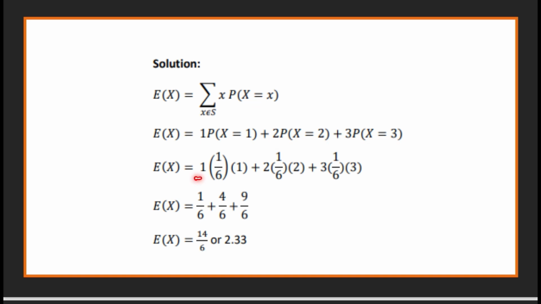That is now equal to 1 times 1 over 6 times 1. You substitute 1 in the variable x. Plus 2 times 1 over 6 times 2, plus 3 times 1 over 6 times 3. That is now equal to 1 over 6 plus 4 over 6 plus 9 over 6. When we add, the sum is 14 over 6 or 2.33. 2.33 now is the expected value or the mean.